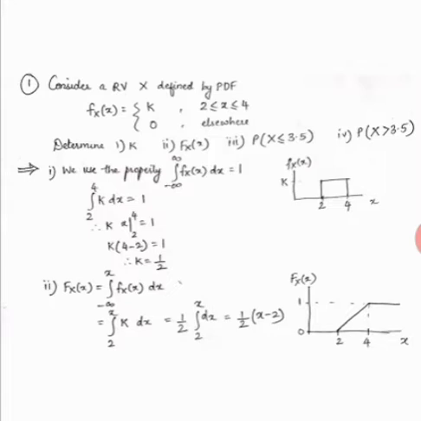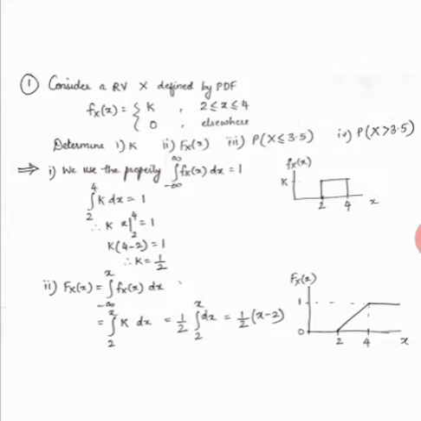So first numerical, consider a random variable x defined by the probability density function fx of x given by k in the range when x is between 2 to 4 and 0 elsewhere. We need to determine k, Fx of x, the probability that x takes on values less than or equal to 3.5, and the fourth one is the probability x takes on values greater than 3.5.